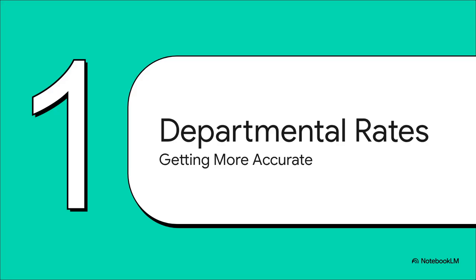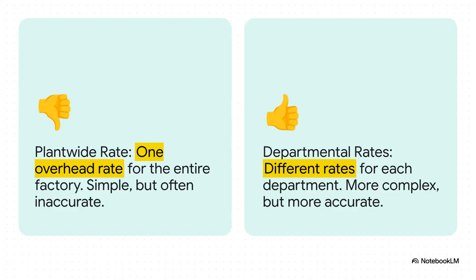Okay, so it's time to level up. Our first big move to get more accurate is to start using departmental rates. This is where things start getting a lot clearer. So here's the game changer. Instead of that one giant, messy cost bucket for the whole factory, we create smaller, more specific buckets for each department. And why does this matter so much? Well, think about it. Not every department does the same thing. One might be full of heavy machinery running 24/7, while another is all about skilled people working by hand. It just makes sense to treat them differently, right?